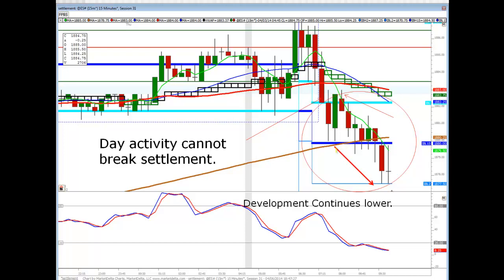Now notice here how the development continued lower all the way to the IB low 200%, the 200% IB low. And I left the stochastic there to show you sort of how it too continued to form lower highs, and it continued to drop as prices continued to drop with it.